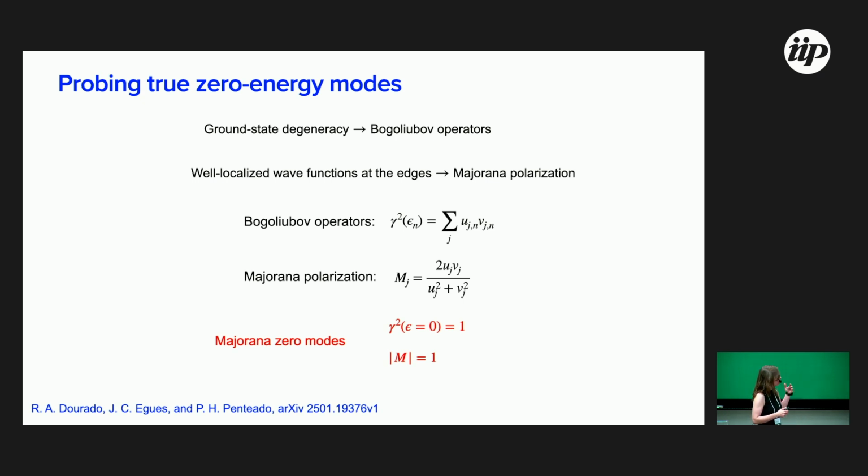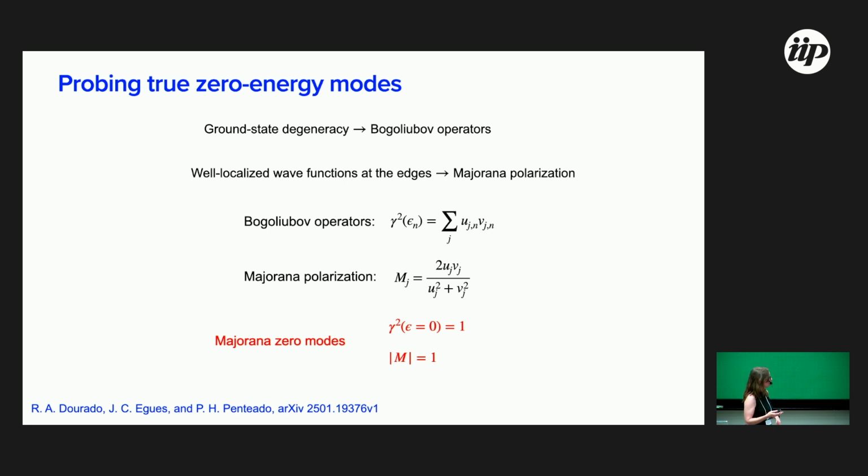And what people usually use in this business to characterize what they see is the degeneracy of the ground state. Here we associate this degeneracy with the Bogoliubov operators, and this is connected to the statistics of the Majoranas, which is different from fermions. If you rewrite everything, the Bogoliubov operators are given by this expression.